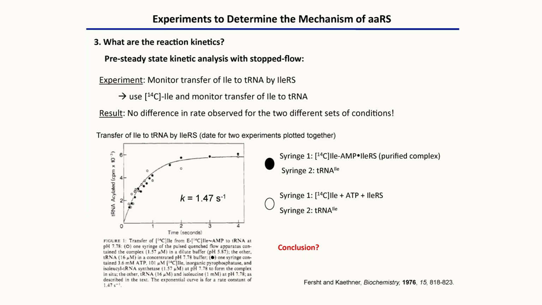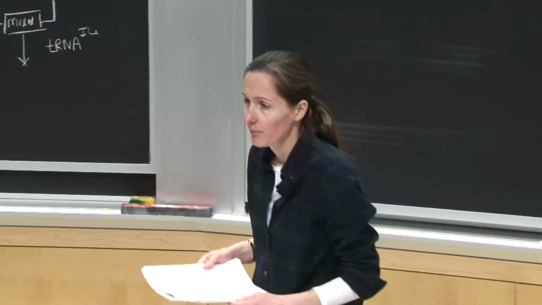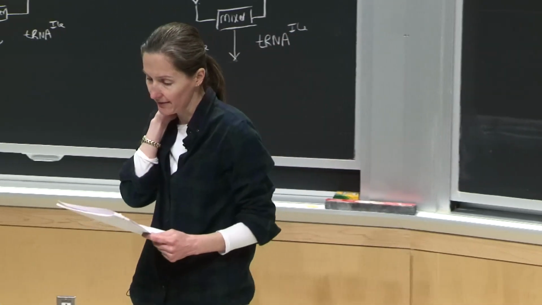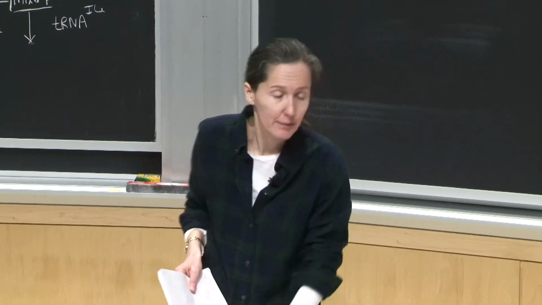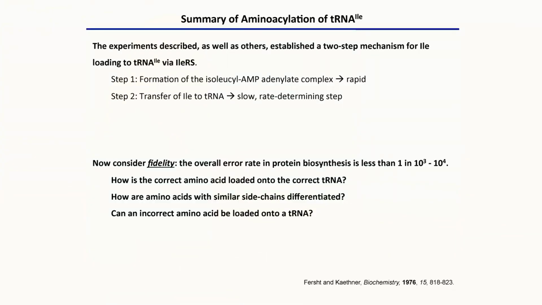So we've examined now the mechanism in terms of getting the amino acid onto the tRNA. What do we need to think about next here? So what we need to think about is fidelity. Okay, and we've looked at the overall rate of error in protein biosynthesis, how often errors occur, on the order of 10 to the 3.